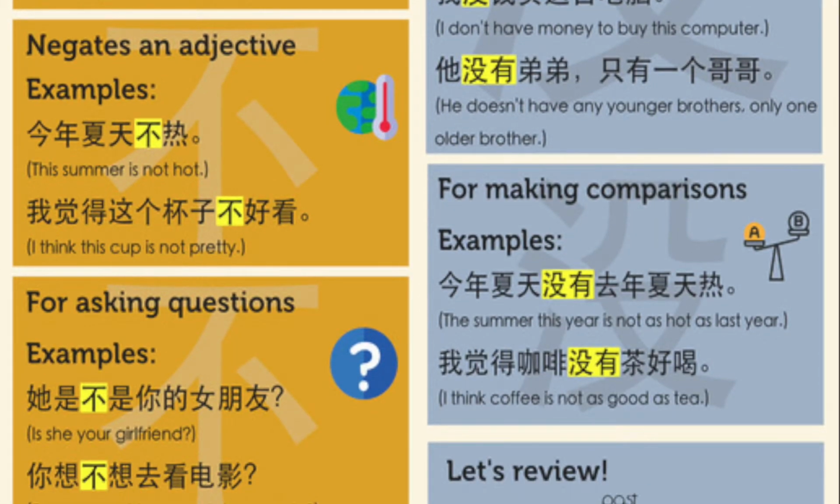没 can also be used to make comparisons. For example, 今年夏天没有去年夏天热. The summer this year is not as hot as last year. 我觉得咖啡没有茶好喝. I think coffee is not as good as tea.